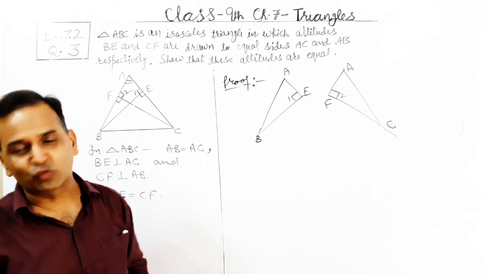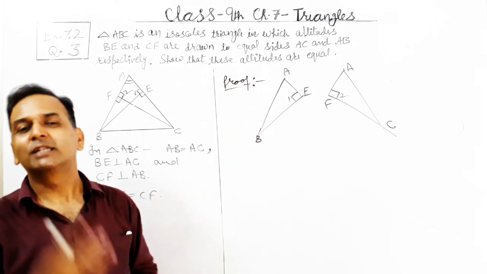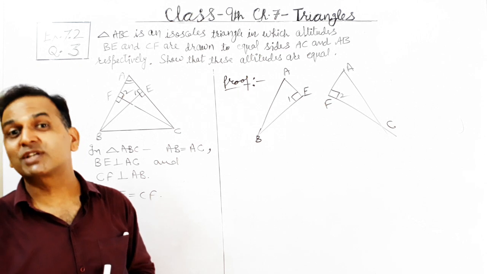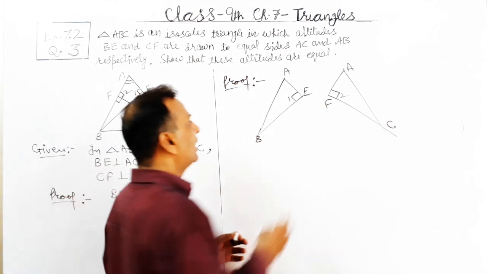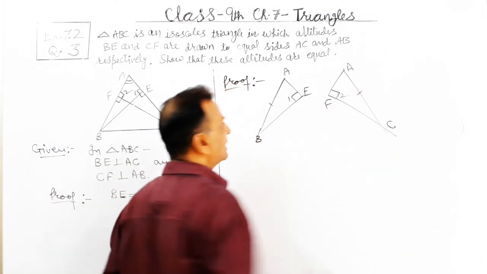And now from these two triangles, let us try to find the three components of these two triangles which are equal to each other. First one, because AB and AC, these two sides are equal.